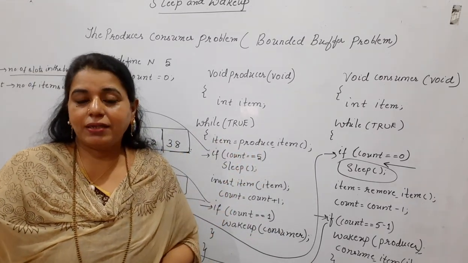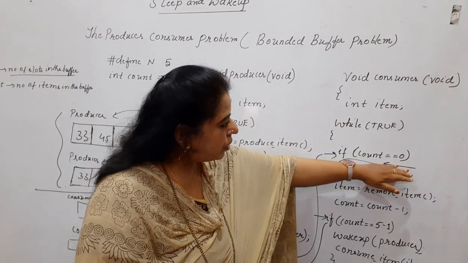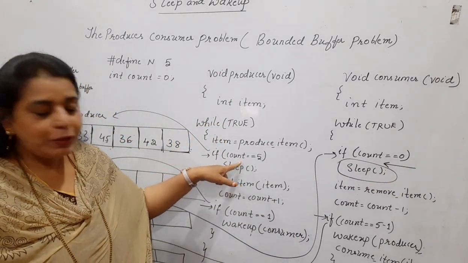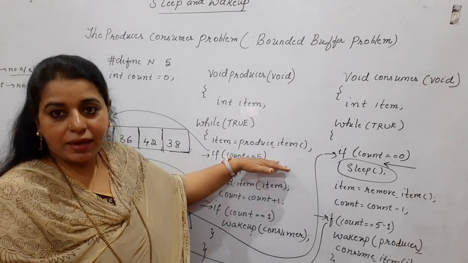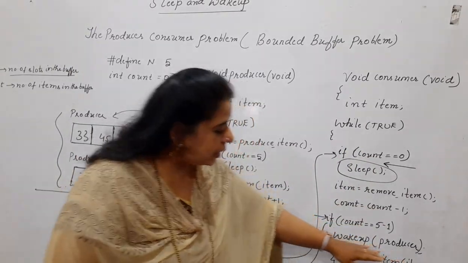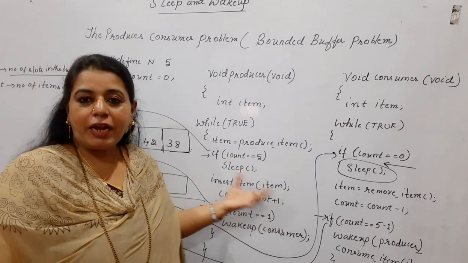So what can be the next solution here? It's not that context switching can happen only for the consumer. Look here, the context switching can happen even with the producer. So when the producer sees count equal to 5, if the context switching happens here, and the consumer consumes all the items, when it sends the wake up signal to the producer, that will get lost. So the producer is not able to receive that wake up signal.